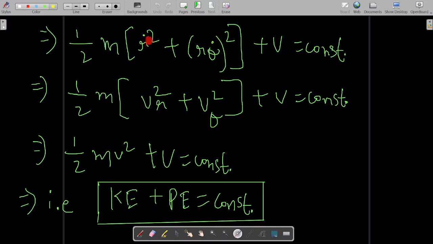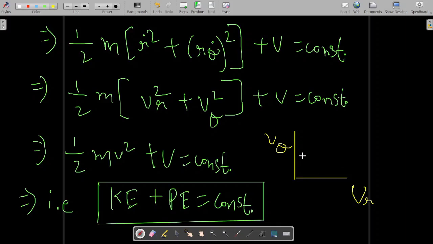Now have a look at this. This is radial velocity, Vr square. R dot means Vr, radial velocity, and r theta dot is transverse velocity. V theta is transverse velocity, and r theta dot is transverse velocity. So we have written it, plus V equal to constant. Now radial velocity square plus transverse velocity square. Radial velocity and transverse velocity are perpendicular to each other. V theta is transverse velocity and Vr is radial velocity. They are perpendicular to each other.